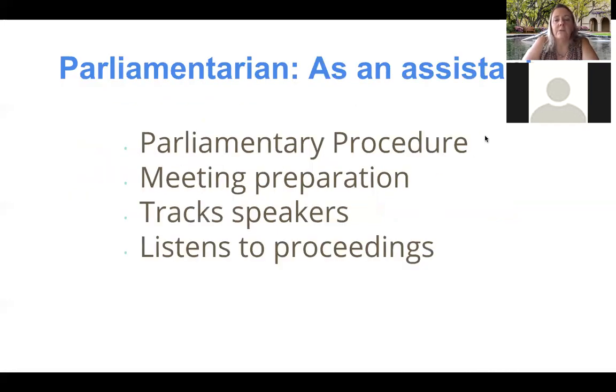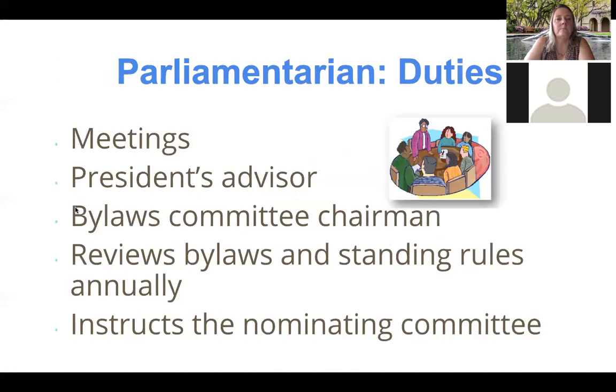As an assistant, you are making sure that everybody understands parliamentary procedure and how to follow it. That includes your members, so that your members know that there's a time and place for them to speak up and ask for the floor or to make motions. You may help the president with meeting preparation, so you might help them with the agenda. You are tracking speakers, so if you have a long, complicated agenda, you would be the one who is telling the president who is next on the agenda. And then you're listening carefully to the proceedings to make sure that things are going the way they're supposed to be going.